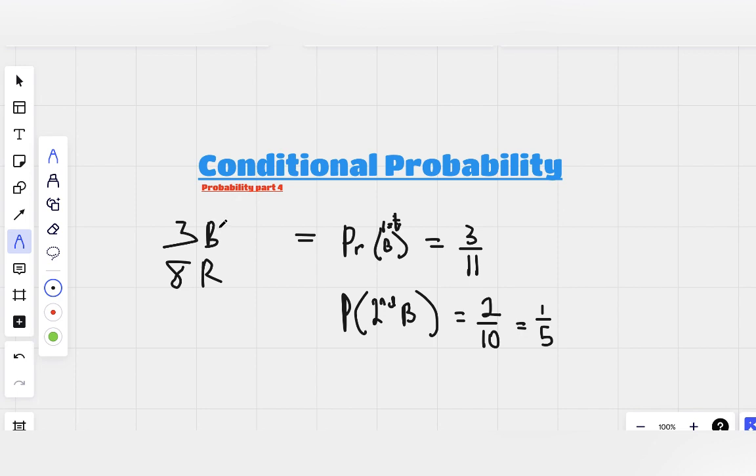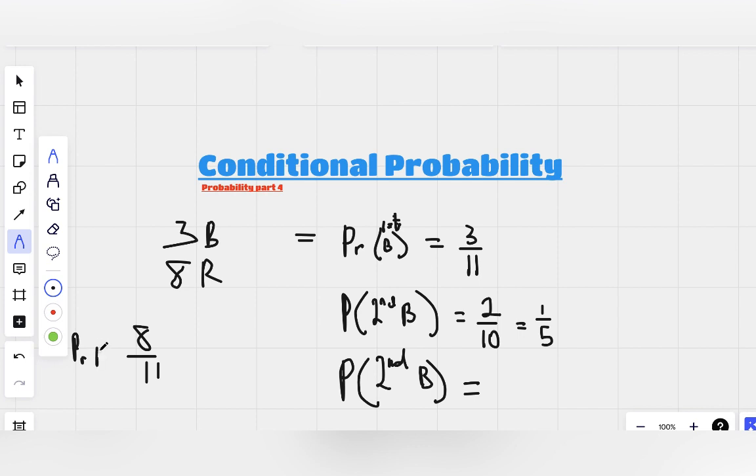If the question goes like this, what's the probability that the second ball chosen is blue, given that the first one was red? The first time you chose the ball, the probability of the first one being red is 8 over 11, because there are 8 red balls and a total of 11 balls.